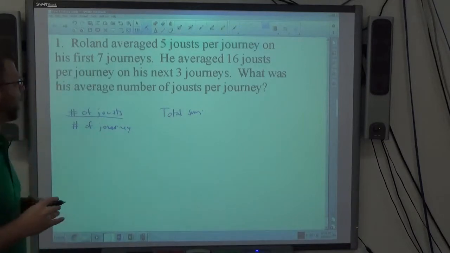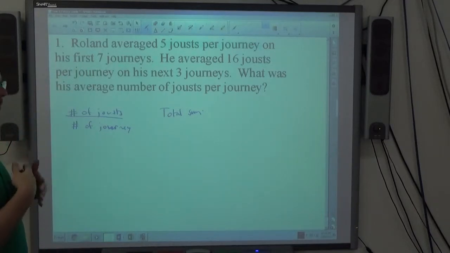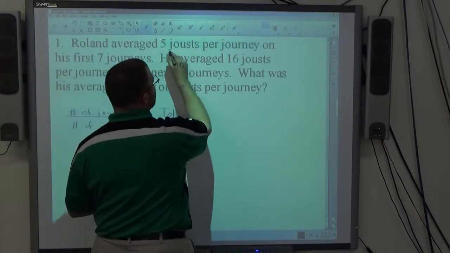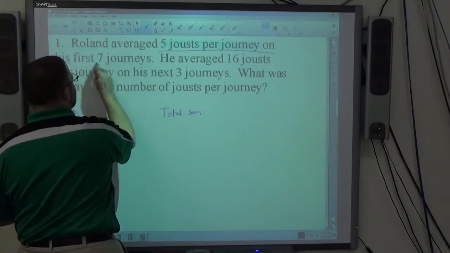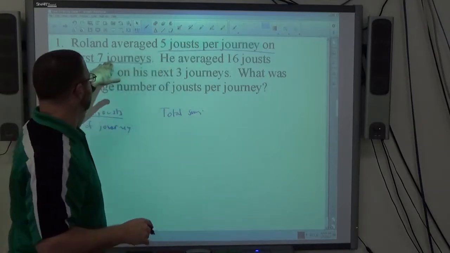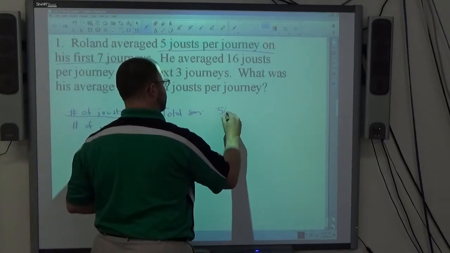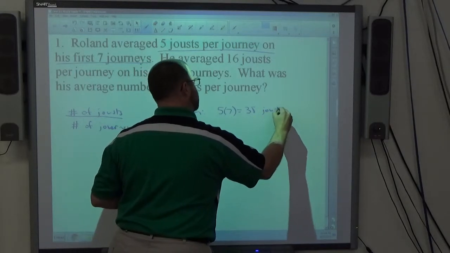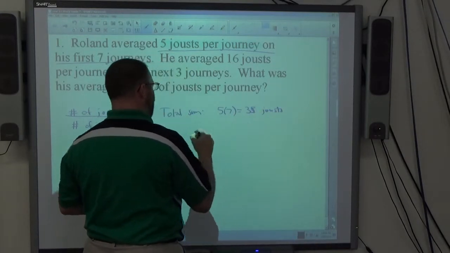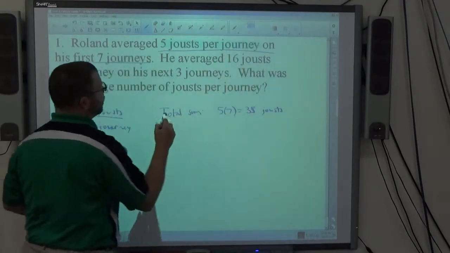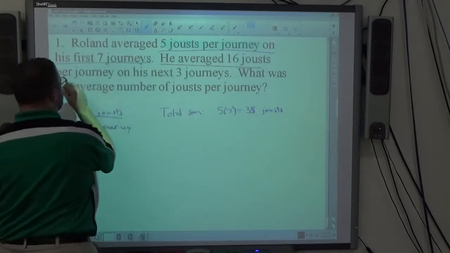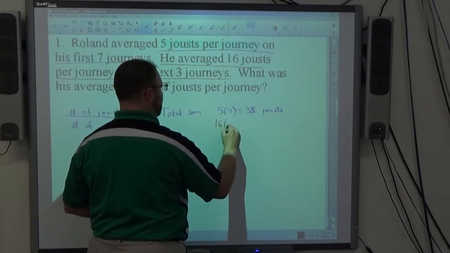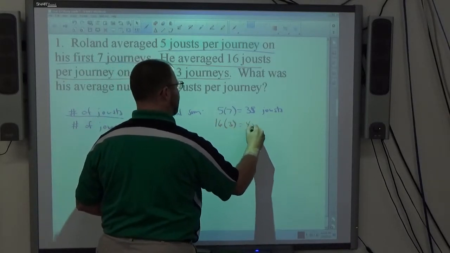Alright, to get the total sum we have to establish how many jousts he had in each situation. So 5 jousts per journey on 7 journeys. If we multiply this times this, it gets me 35 jousts. And if we take a look at the other scenario, he averaged 16 jousts per journey on his next 3 journeys. So 16 jousts per journey times 3 journeys is equal to 48 jousts.